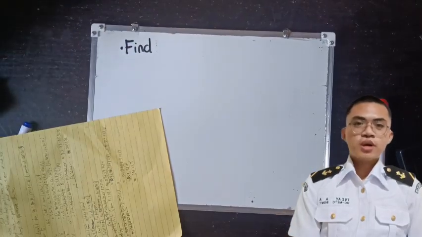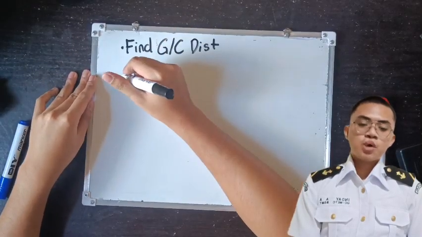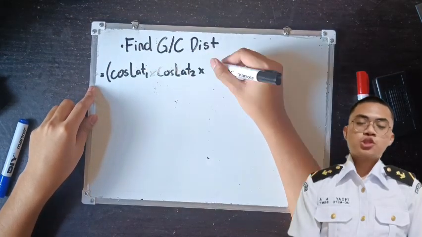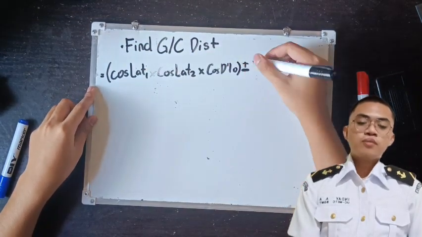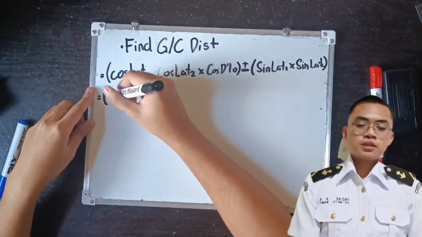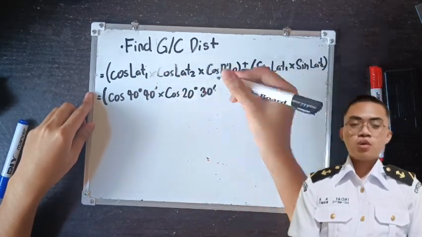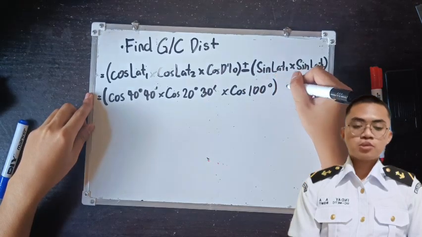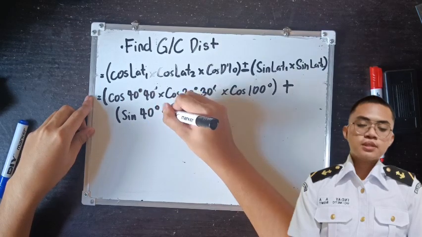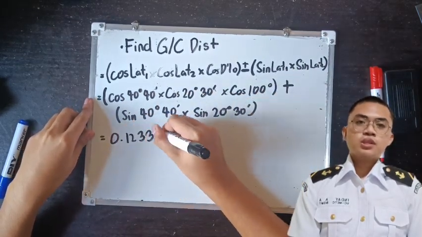The next step is to find the great circle distance. We can find this by using the formula cosine latitude 1 times cosine latitude 2 times cosine DLO plus or minus sine latitude 1 times sine latitude 2. We have to add if both latitudes are in the same hemisphere and subtract if not. Therefore, in this problem, we have cosine 40 degrees 40 minutes times cosine 20 degrees 30 minutes times cosine 100 degrees plus sine 40 degrees 40 minutes times sine 20 degrees 30 minutes.